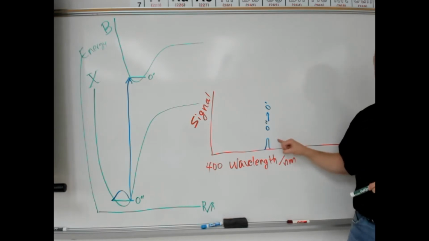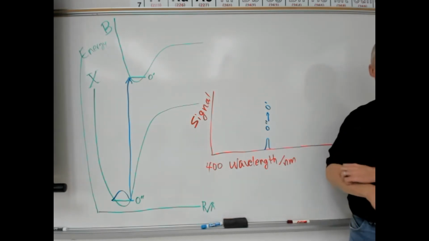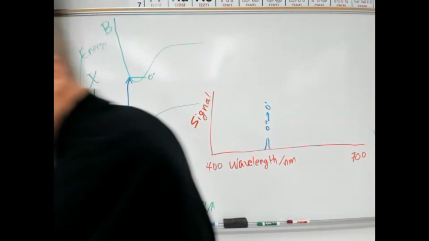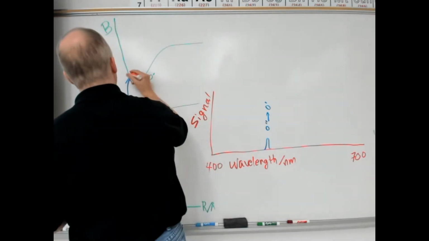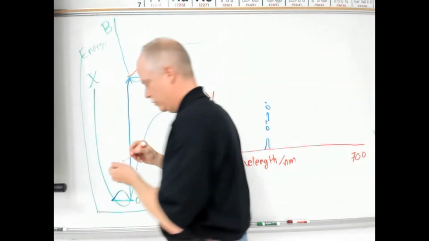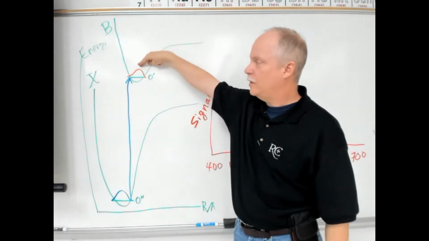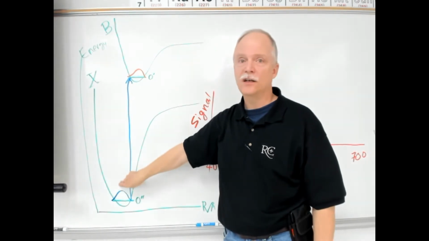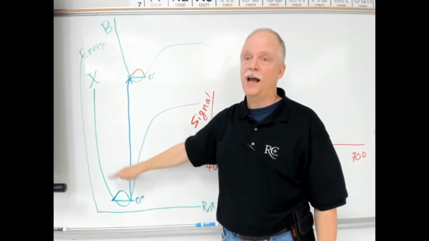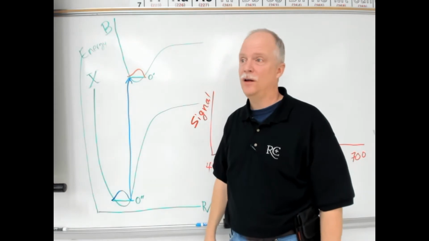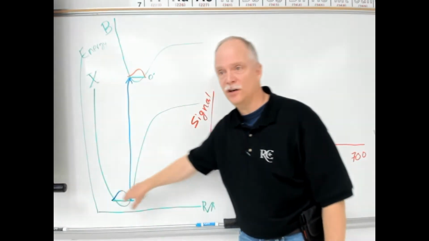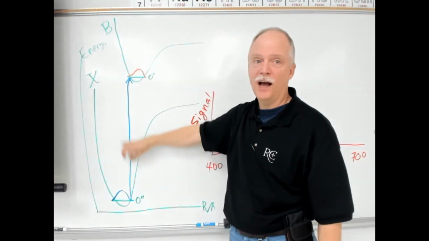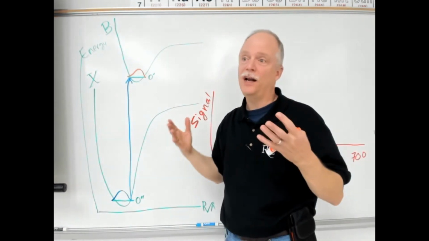And it's a pretty small peak. Can anybody tell me why or how I know it's a small peak? This is the wave function in the excited vibrational state, and this is the wave function in the ground vibrational state. And how much do they overlap? Very little. I take this function as a function of r and multiply it by this function as a function of r, and that tiny little overlap is called the Franck-Condon factor.